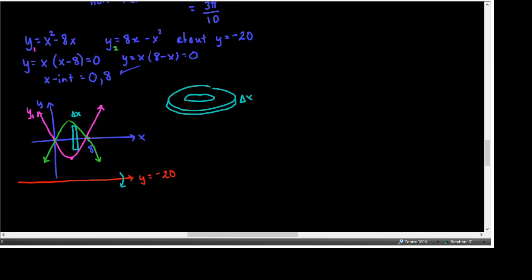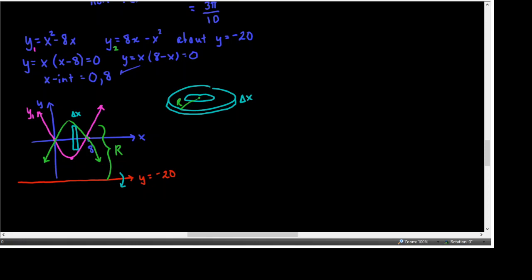And of course, our task is to find an expression for big R and little r. So big R will go from the axis of revolution to the far end of the rectangle. That's big R right there. All right. So what is that?